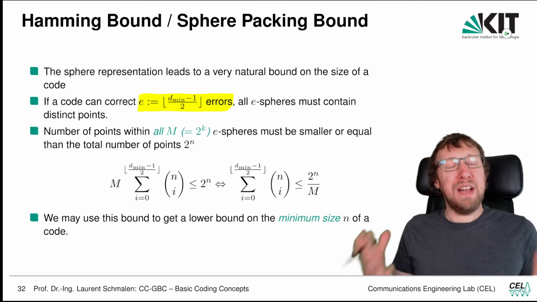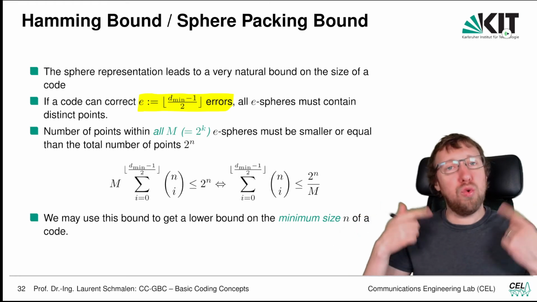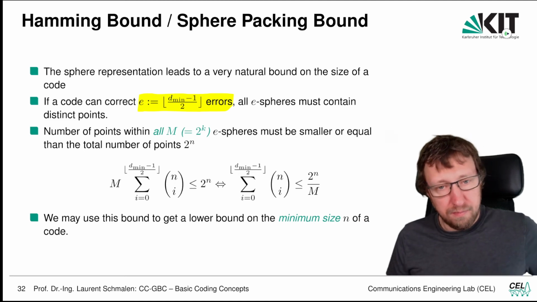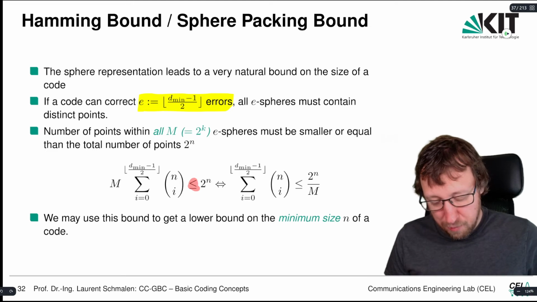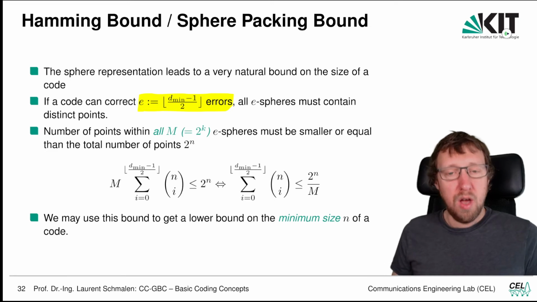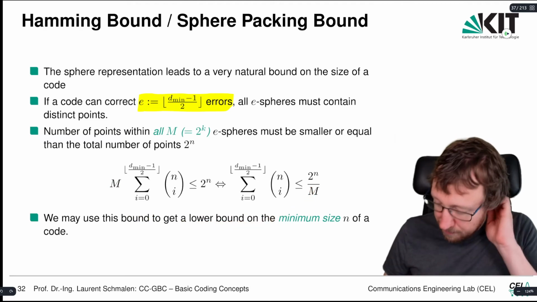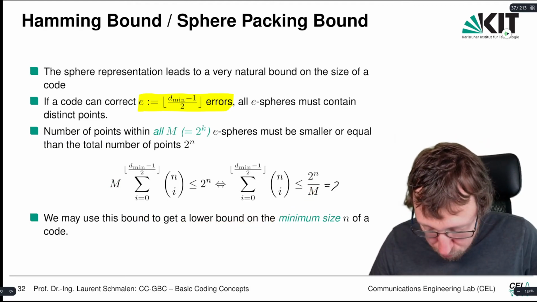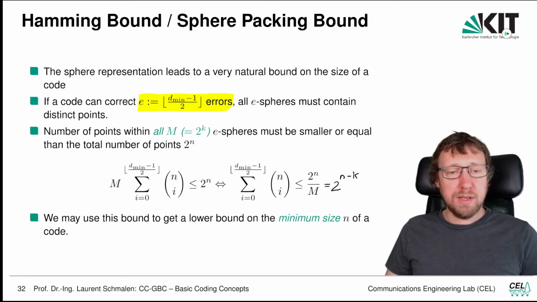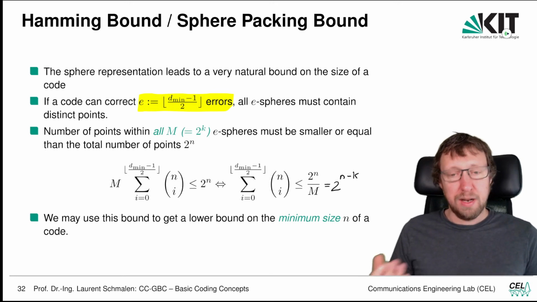Now, what is the total budget of points that we have? We have vectors of dimension n, so there are only 2 to the power n possible points in the space. So this must be smaller or equal than 2 power n because the points are not overlapping. And then we just rearrange this expression. We put the M on the other side and say this is equal to 2 power n minus k. And we can use this bound to get a lower bound on the minimum size of a code. And that's the so-called Hamming bound.